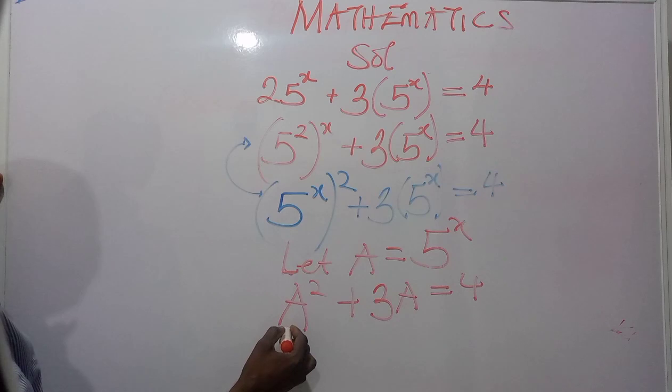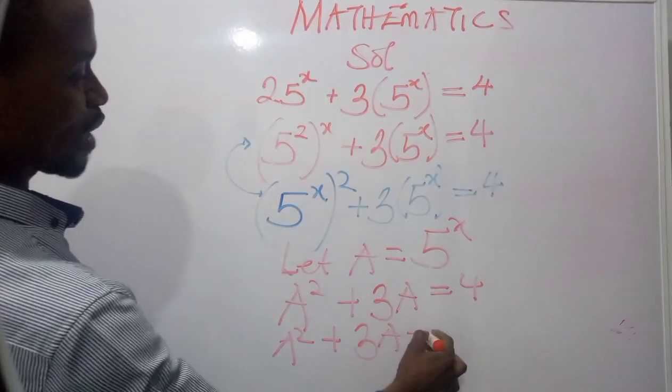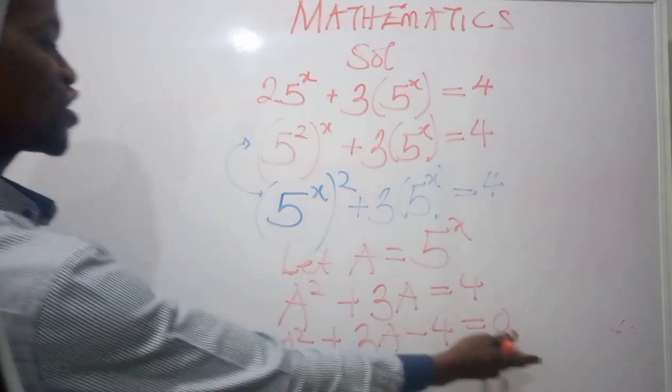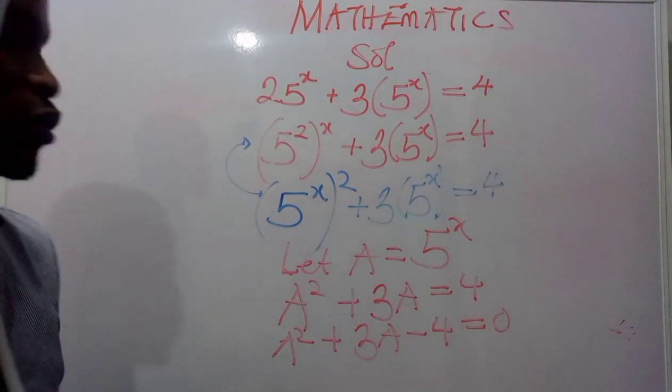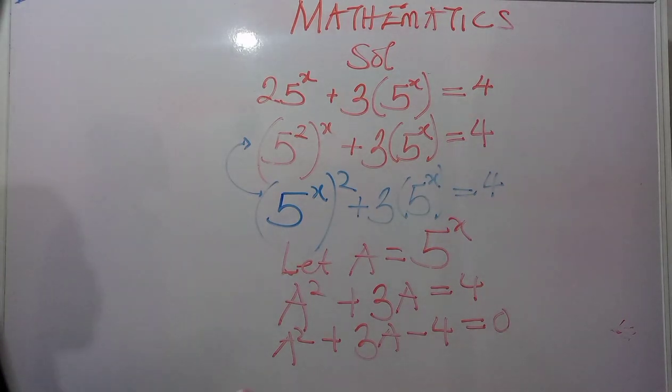You can write it as a squared plus 3a minus 4, and equate it to 0, because this expression follows the general quadratic expression ax squared plus bx plus c equal to 0. Now you can determine the appropriate approach to solving this quadratic expression. Of course, you know we have the various methods. We have the factorization method, the completing the square method, the quadratic formula method, and what we call the solution of quadratic equation using the graphical method. But in this approach we are going to be using the factorization method.